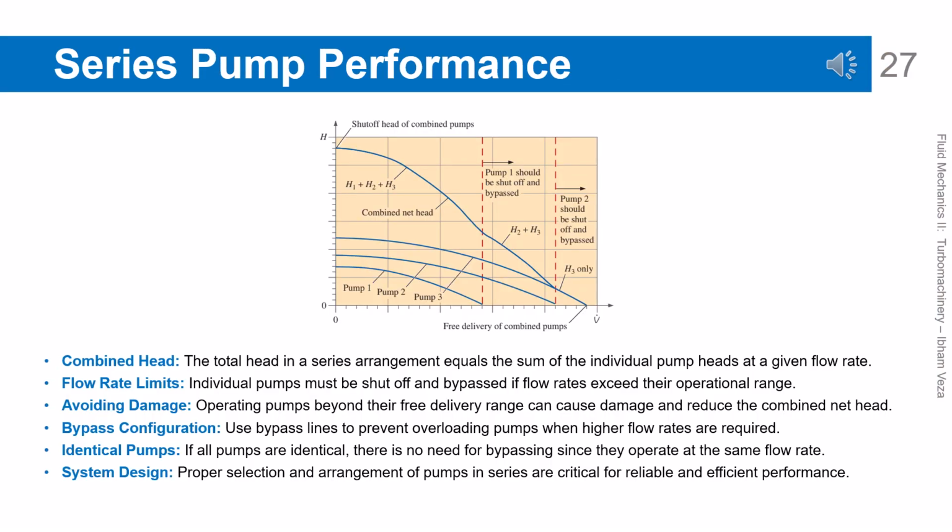Series pump performance insights. In a series system, the total head is always the sum of the individual pump heads at the same flow rate. However, each pump has an operating flow limit that must not be exceeded. If one pump reaches its limit, it must be shut off and bypassed. For identical pumps, this problem usually does not occur because all pumps operate at the same flow rate. This principle is very important in high-pressure system design.